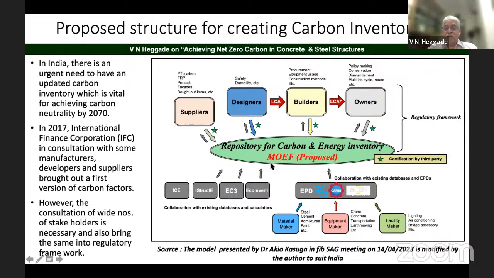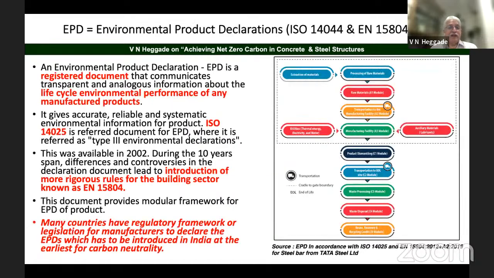And if it can be compiled in some place after getting it certified, say for example, in the Ministry of Environment and Forest, and if it's available for us, we will have a real status of the carbon inventory in India, whether it's the energy inventory or the carbon factor inventory. World over, there is something called the environmental product declaration. It has to be brought into the regulatory framework, basically.